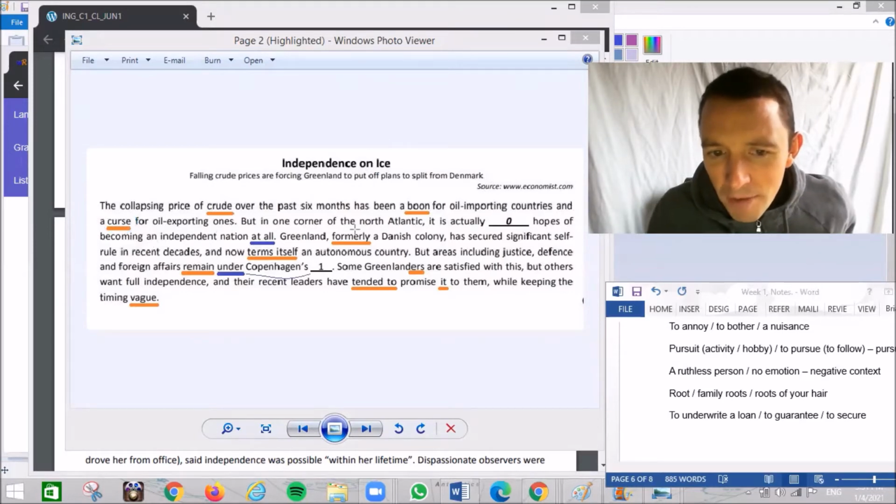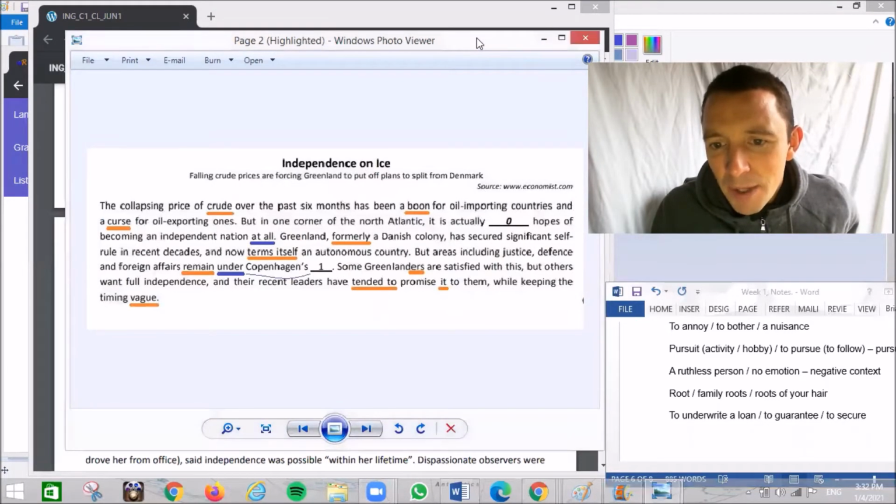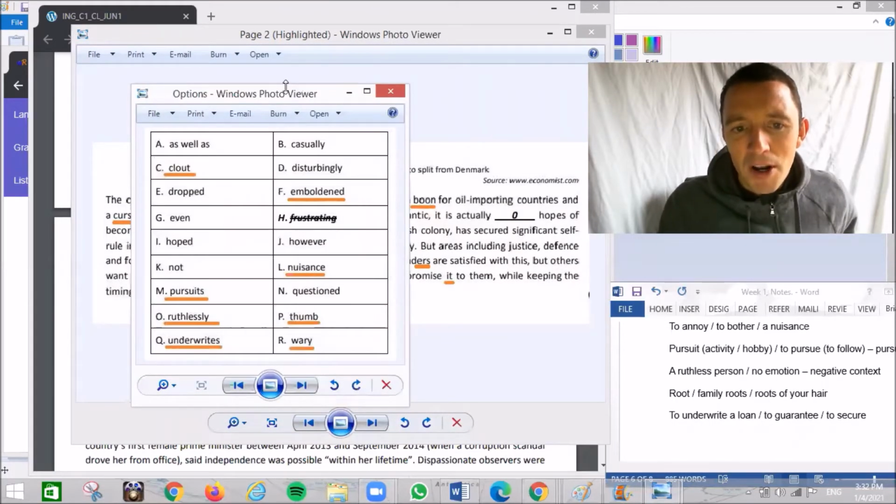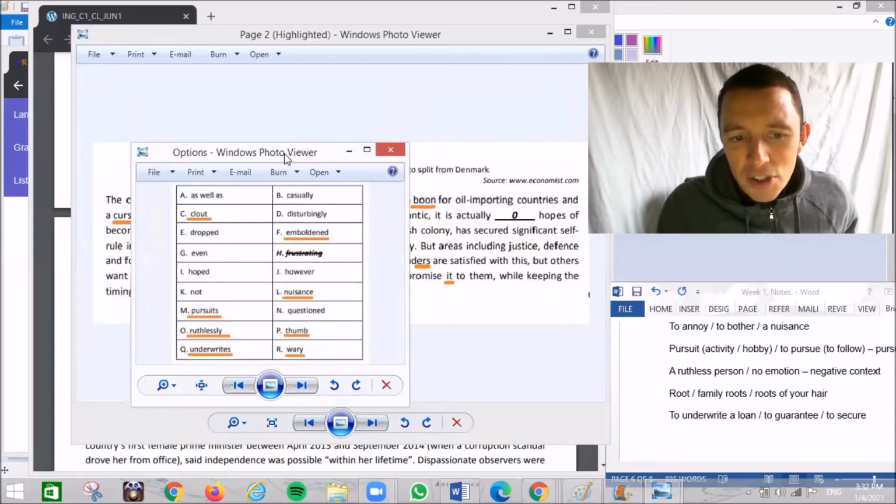But in one corner of the North Atlantic, it is actually, okay, and at the same time, I will open the document here with the options so you can see them very, very clearly. I'll make it smaller maybe so you can see everything, just to remind you.